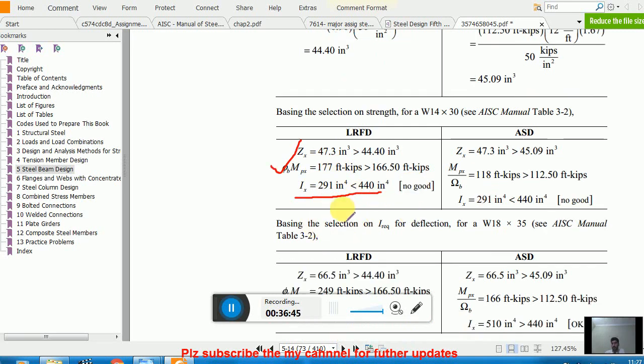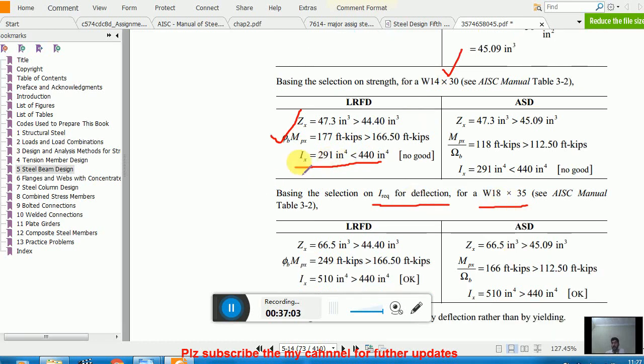So that's why they revise the procedure, and they go to the IX table and select a section that is now a bigger and heavier section as compared to the previous one. And you see they select a section W1835, but on the basis of moment of inertia, not on the basis of ZX. That is the key purpose of this lecture, that you have to select your section on the basis of moment of inertia.